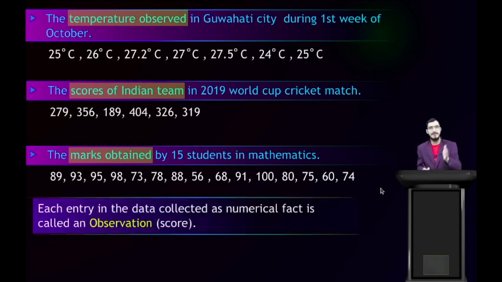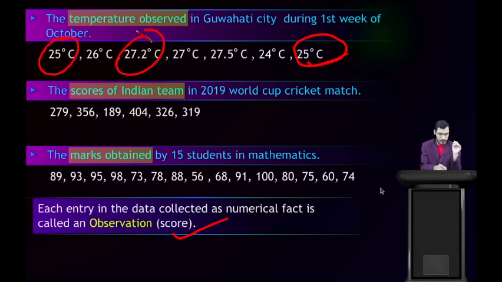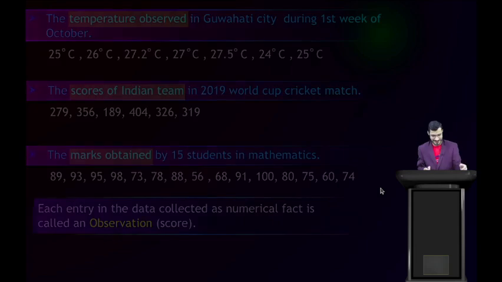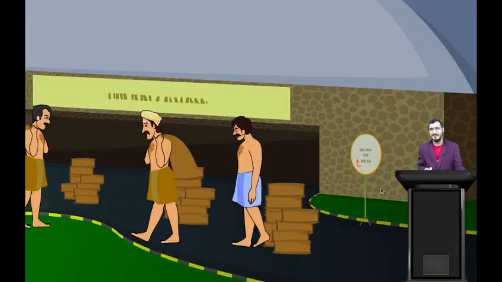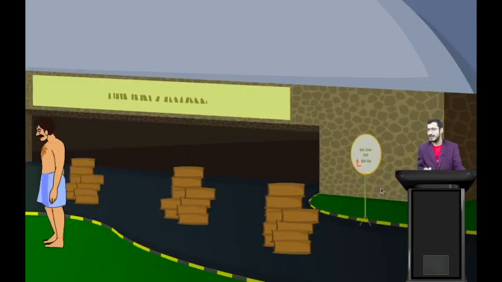Each entry in the data collected as numerical fact is called an observation, or we can say a score. Like 25 degrees Celsius is one observation here. 27.2 degrees Celsius, that is one observation. And 319 is one observation here. Now see one more scenario.